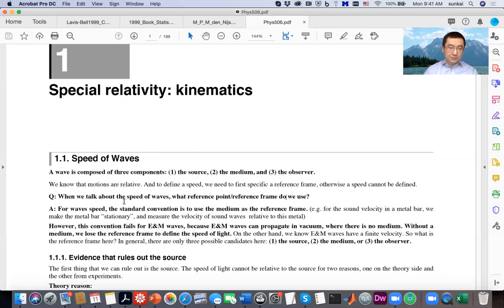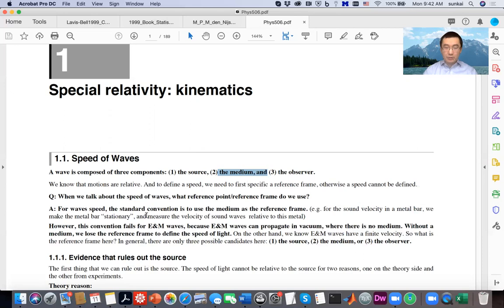If we have a wave, and we are talking about the speed of the wave, what is the reference frame we are using? For the speed of light, the speed of sound waves, what is the reference frame we should be using? For almost every single wave in our universe, we use the medium as our reference.